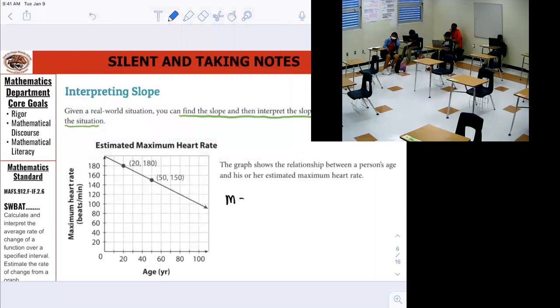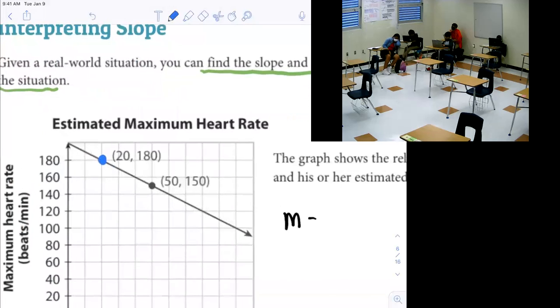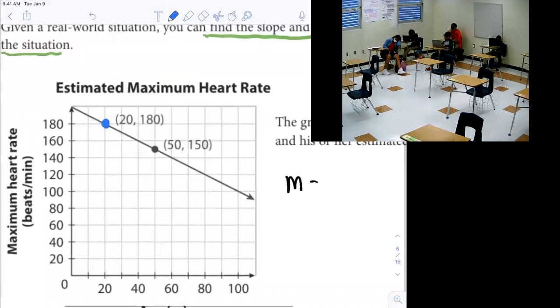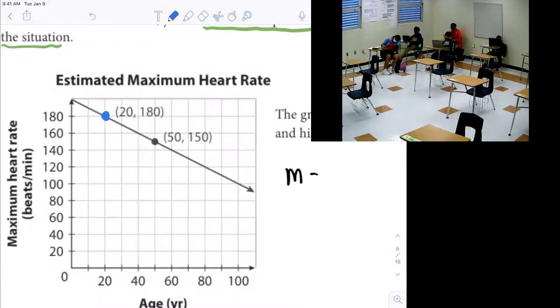Actually, here's the thing, and this is important. In this graph, they labeled 2 points for us, which is nice. But what's wrong with the 50, 150? Is that a nice point or is it kind of floating in the middle? Floating in the middle, yeah. Instead of using that one, because it's not going to work if it's floating in the middle, I'm going to use this one over here, which is a perfect point. So I'm going to use that one instead.